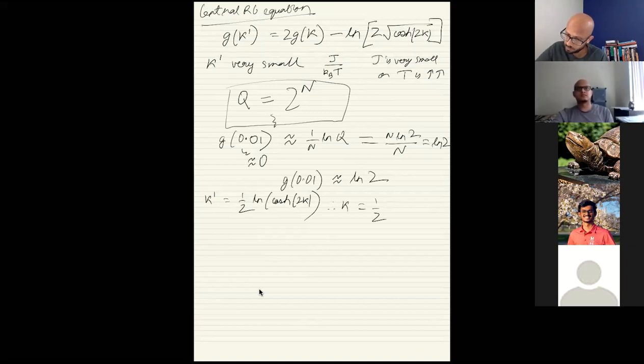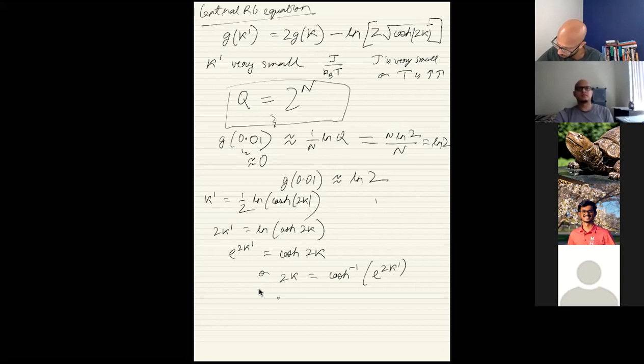Let's not rush here. So this means that 2k prime is equal to ln hyperbolic cos of 2k, or e to the power 2k prime is equal to hyperbolic cos of 2k, or 2k is equal to hyperbolic cos inverse of e to the power 2k prime, or k is equal to half hyperbolic cos inverse of e to the power 2k prime.